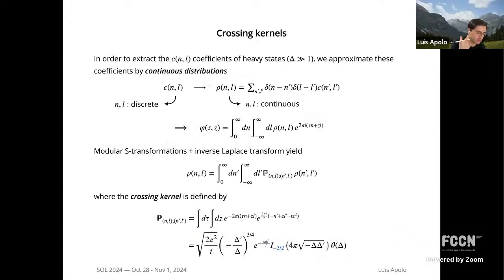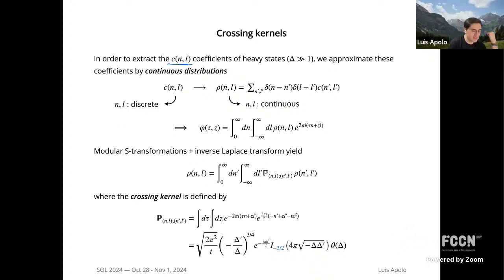Okay, so now I would like to tell you how I extract these. My goal is to extract these CNL coefficients for heavy states, which I would interpret as black hole microstates in the context of gravity, once we put holography on top of this. The way I'm going to do it is by promoting these coefficients to continuous distributions. The CNL coefficients depend on these variables N and L, which are discrete, and I'm going to replace them by some function rho of N and L. Again, I will use the same notation for simplicity, where N and L are now continuous variables.